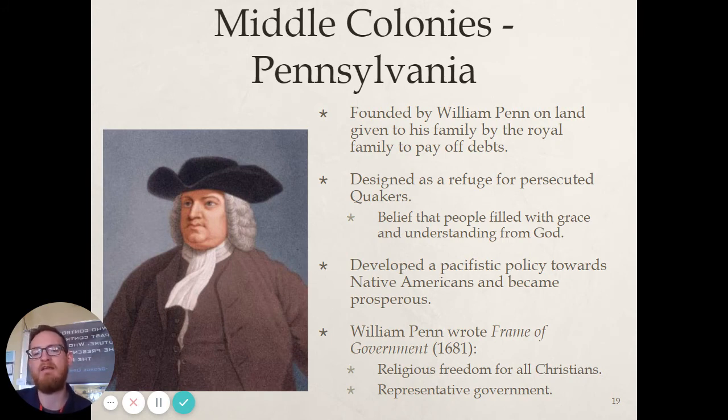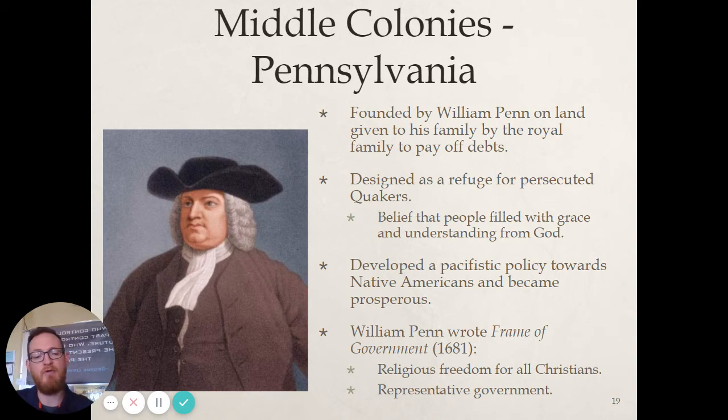And that's part of why they believed in pacifism. They had a pacifistic policy towards the Native Americans and tried to avoid conflict with the Native Americans as much as possible. We'll talk about later on the conflict that will lead to. But they were able to become very, very prosperous within that.